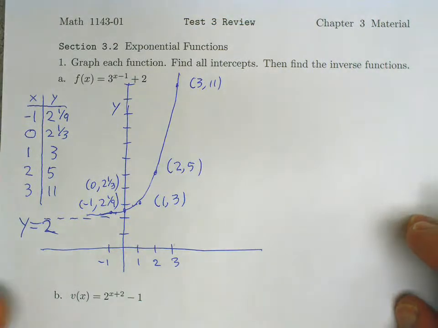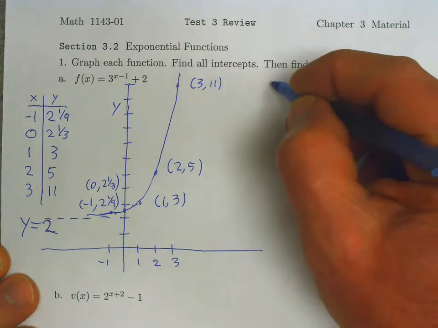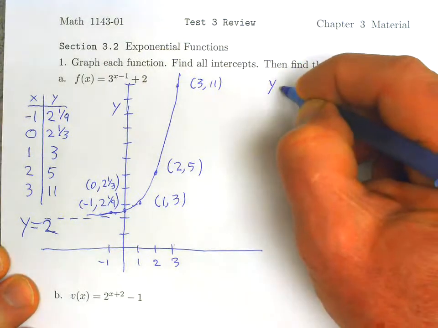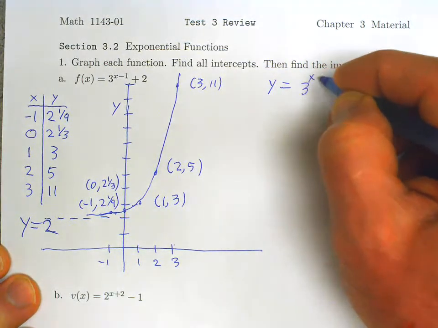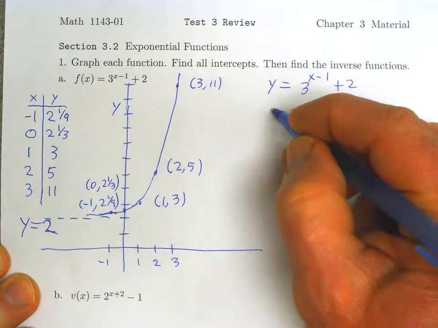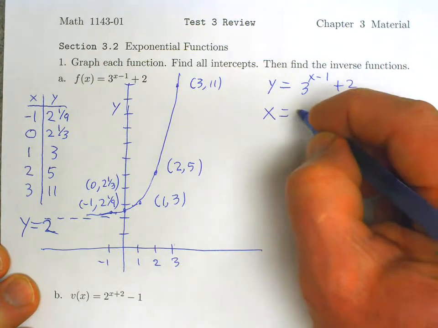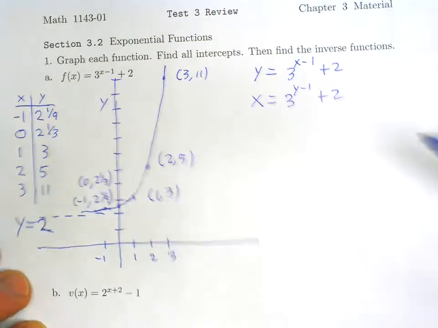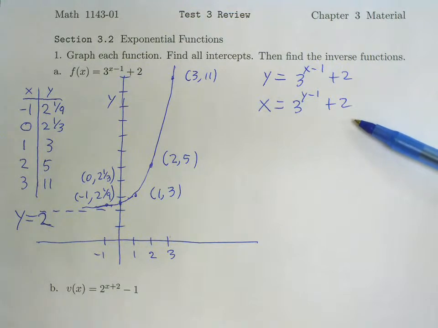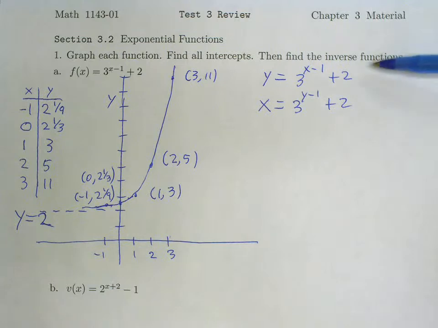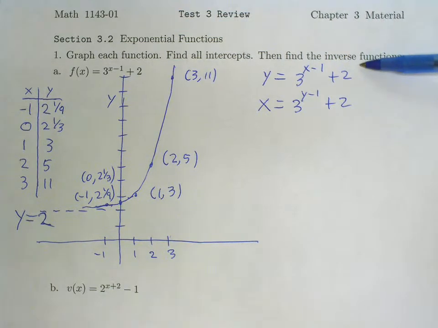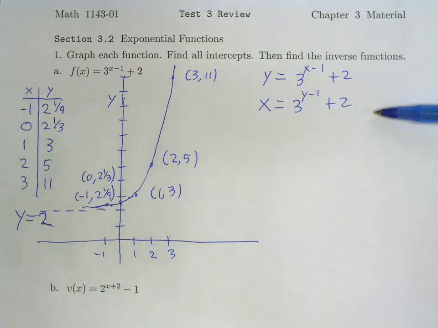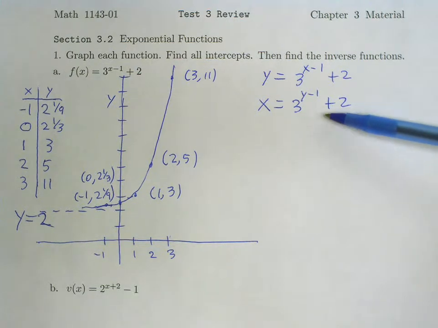So roughly, oh yeah, we're supposed to find the inverse. So replace f of x with y. y equals 3 to the x minus 1 plus 2. Interchange x and y, so we get x equals 3 to the y minus 1 plus 2. Then we solve this for y. So one thing to remember, the inverse of an exponential function is a logarithmic function. So when we're finished, y should be equal to some logarithmic function.